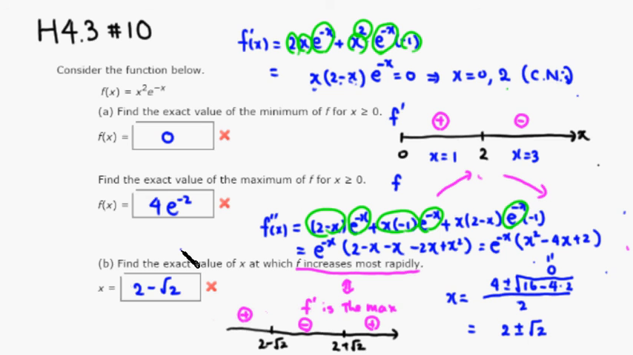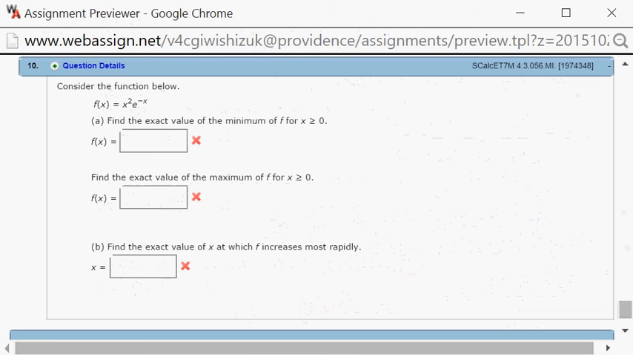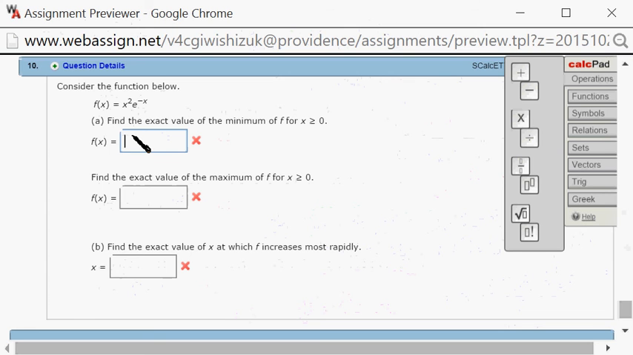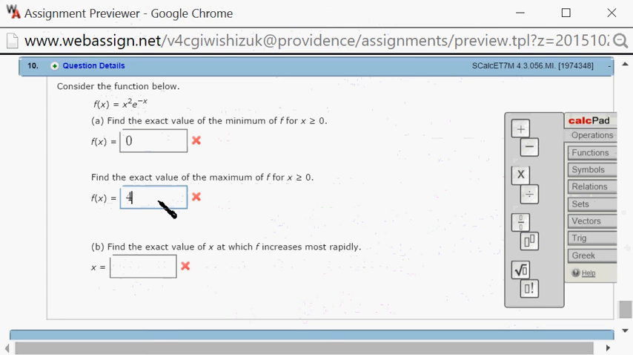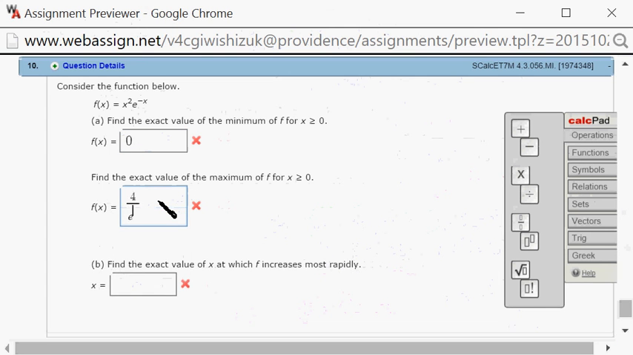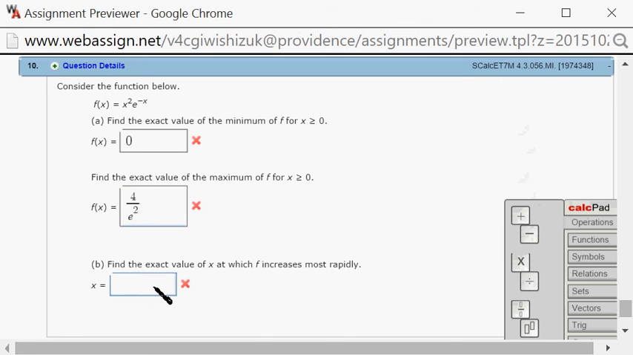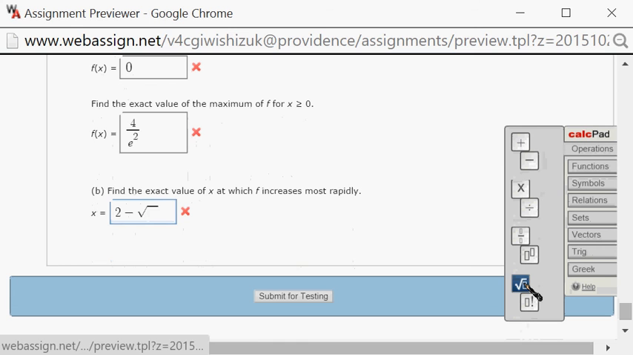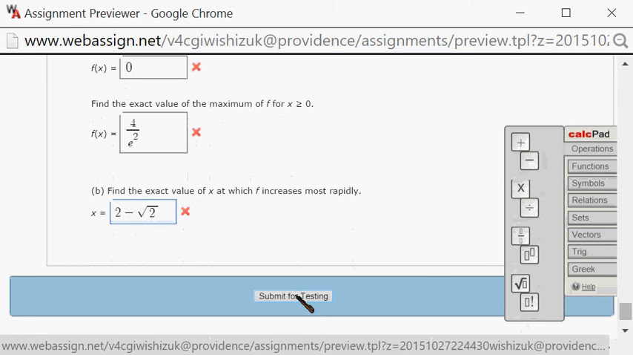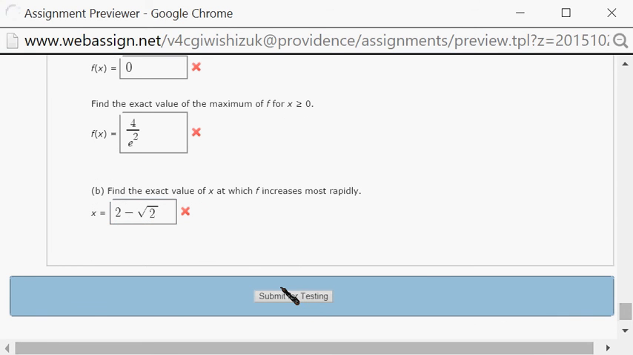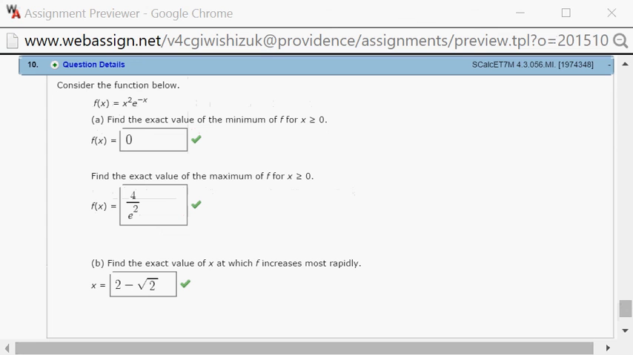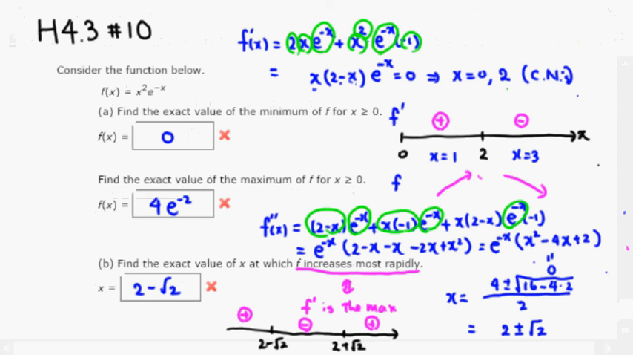So let's type it in. You have 0, and 4 over e squared, and 2 minus square root of 2. Let's submit for testing. It came back and looks like we got all these correctly. That's it. I hope that this was clear.